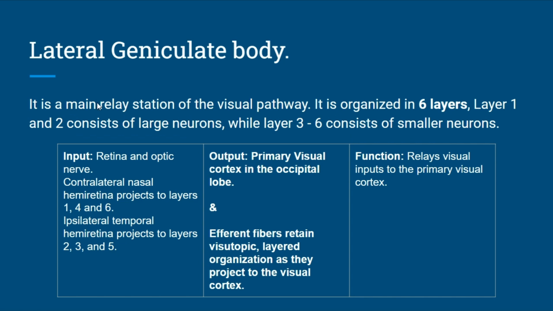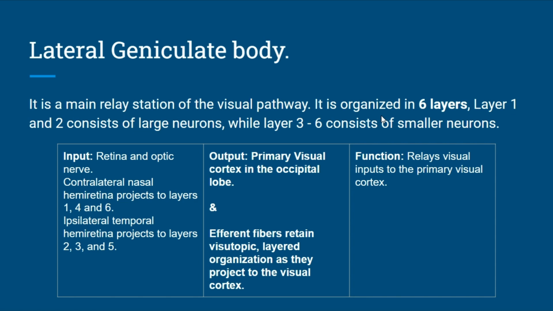Then we have the lateral geniculate body. It is the main relay station of the visual pathway. It is organized in 6 layers. Layers 1 and 2 consist of the larger neurons, while layers 3, 4, 5, 6 consist of the smaller neurons. It's getting input from the retina, via the optic nerve, and divides that input into two different pathways. Contralateral nasal hemiretina projections go to layers 1, 4, and 6, while ipsilateral temporal hemiretina projections go to layers 2, 3, and 5.